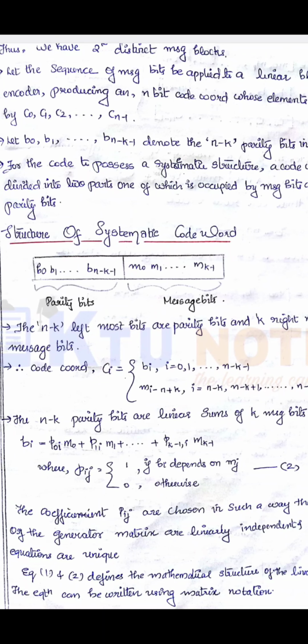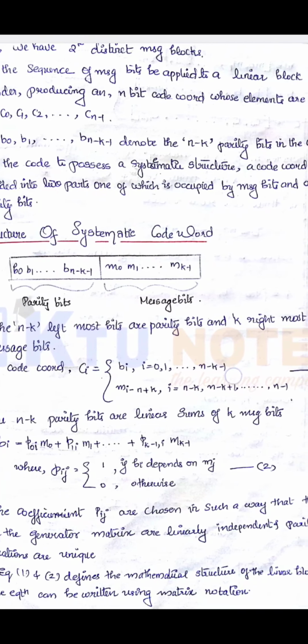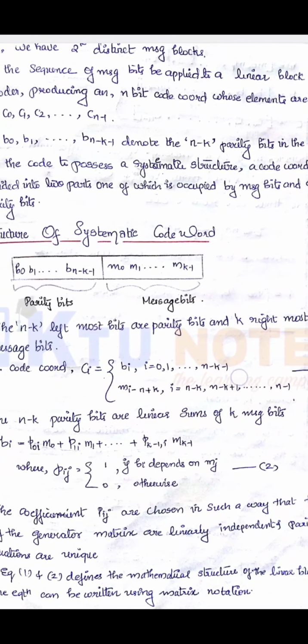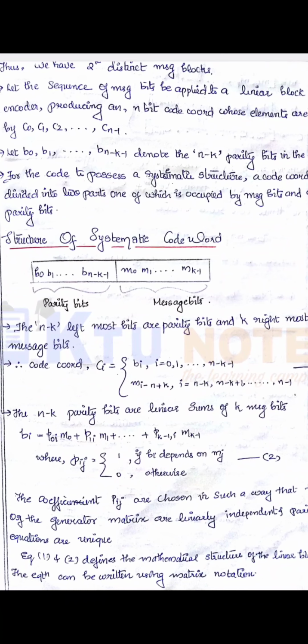So the parity bits can be represented as B0 to Bn minus k minus 1 and the message bits can be represented as M0 to Mk minus 1. So the n minus k leftmost bits are parity bits and the k rightmost bits are message bits. Then both of these together constitute a code word. So the size of this is n, this is the code word.